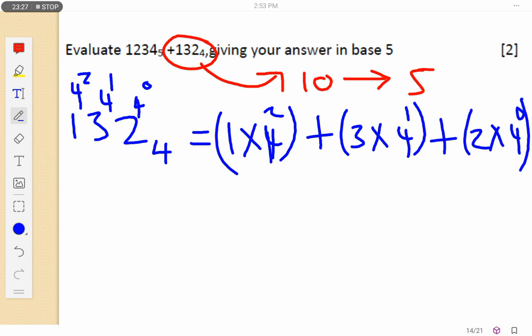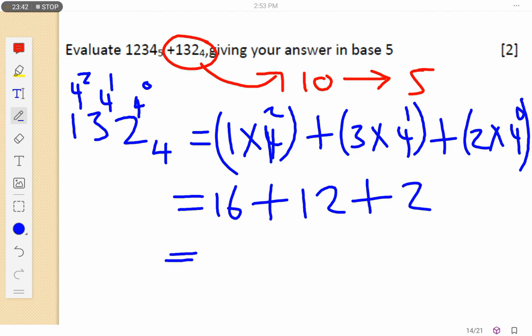Okay, let's add. What do we get? 4 to the power of 2, we get 16, plus 3 times 4, we get 12, plus 2 times 4 to the power of 0, we get a 2 there. So we are going to have 16 plus 14, we get a 30. So this is our number in base 10.